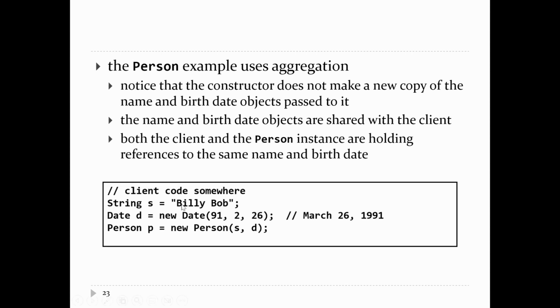So for example, if you've got this code here, someone is going to call the person constructor. They have a string that represents the name. They have a date object that represents the date. Date's weird. So that's the date, March 26, 1991. And they call the person constructor like that.